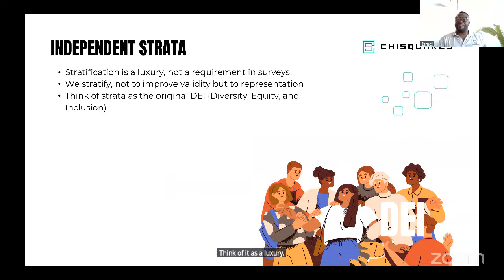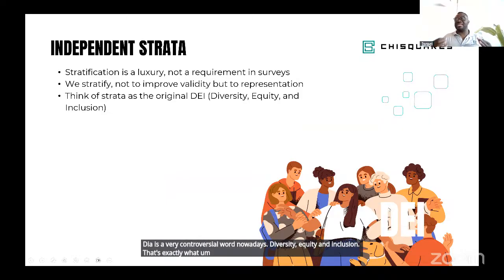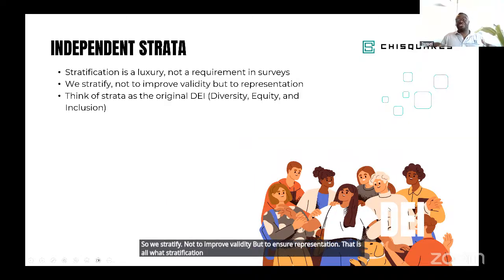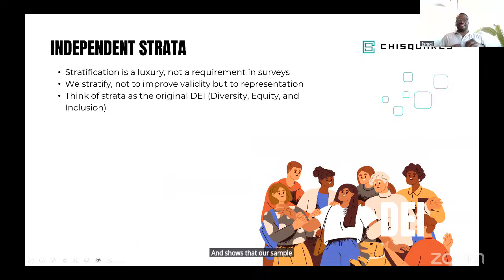In this slide here, I've compared it to DEI. DEI is a very controversial word nowadays. Diversity, equity, and inclusion. That's exactly what strata do. They exist to ensure DEI, that there is diversity, equity, and inclusion in our sample. So we stratify not to improve validity, but to ensure representation. That is all that stratification does. It ensures that our sample is diverse and captures the entire spectrum, right?